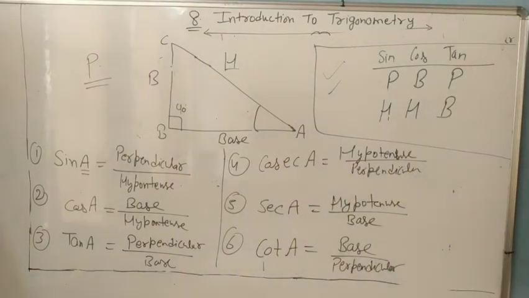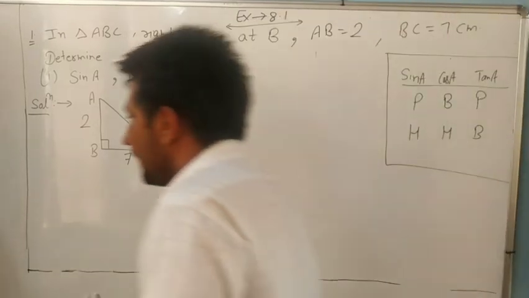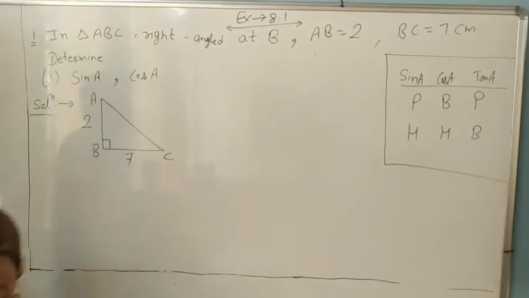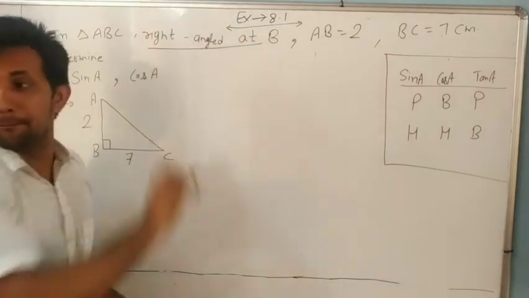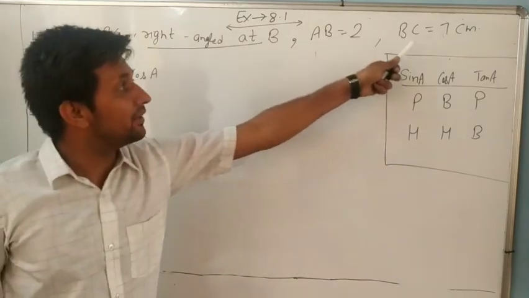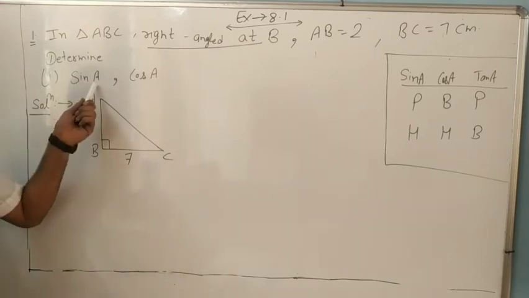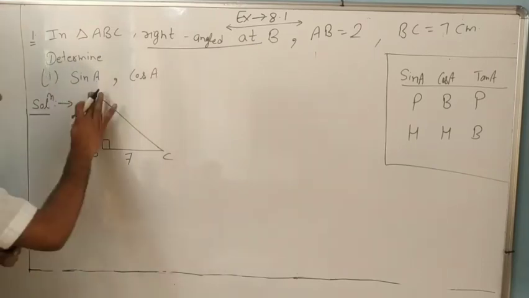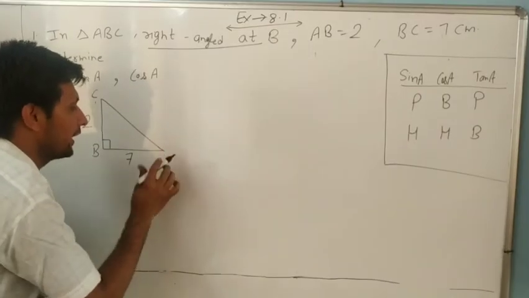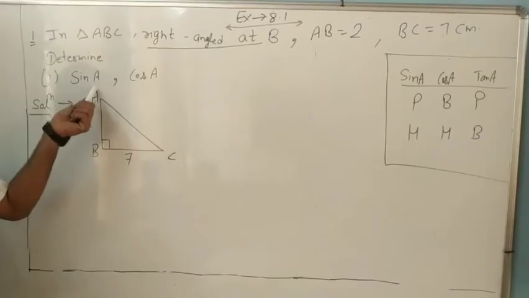Now we will start the first question. Question number 1. Only one question we will do. In triangle ABC, right angled at B, it means at B it is 90 degrees. AB is 2, BC is 7. Find sin A. We have to find angle A. Not necessary that A is here and C is here. You can take C here and A here also. We want to find sin A.